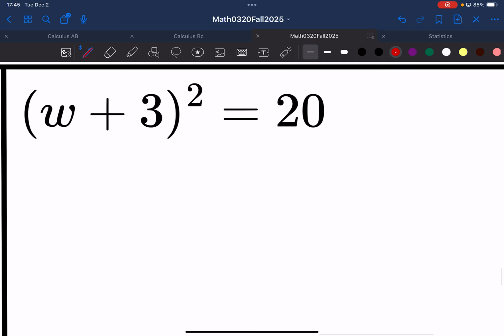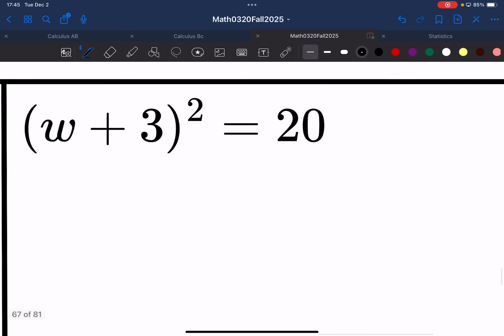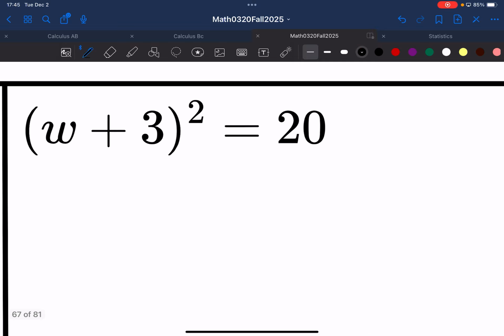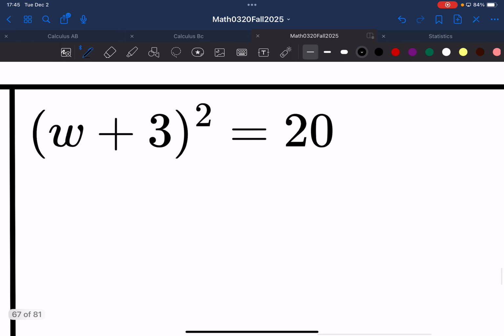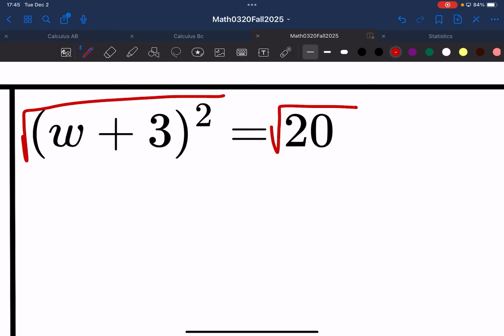Okay, and this one we have to get w by itself. But notice that w plus 3 are both being squared. So that means first we have to get rid of that square by doing what to both sides? You could. That's the longer way. Yes, you could. Good. Do the square root of both sides to get rid of that square. Right, because that square root is going to get rid of this square.